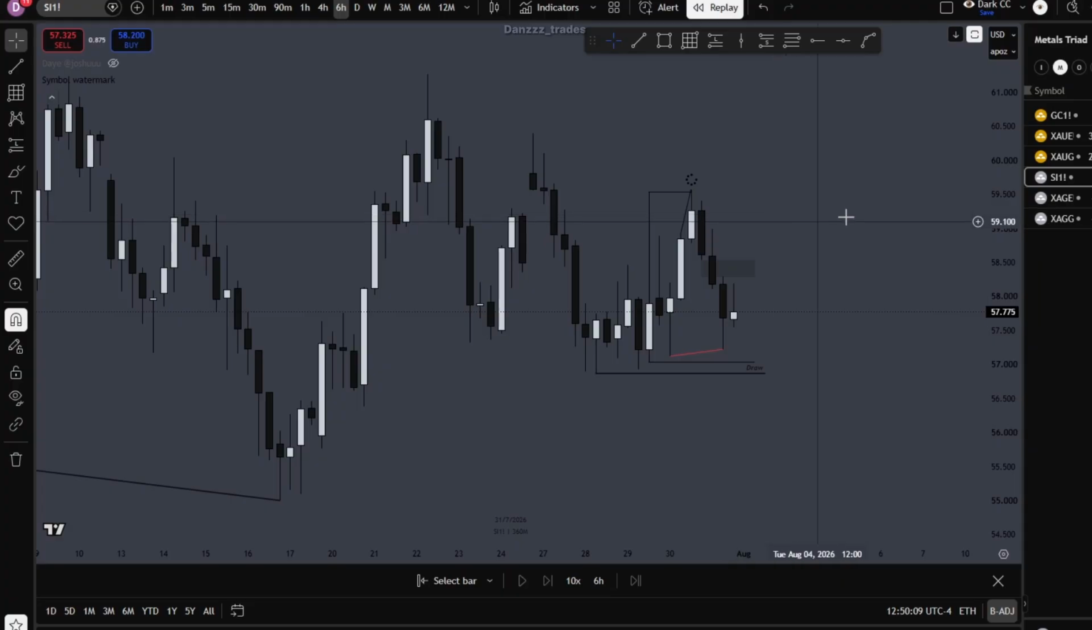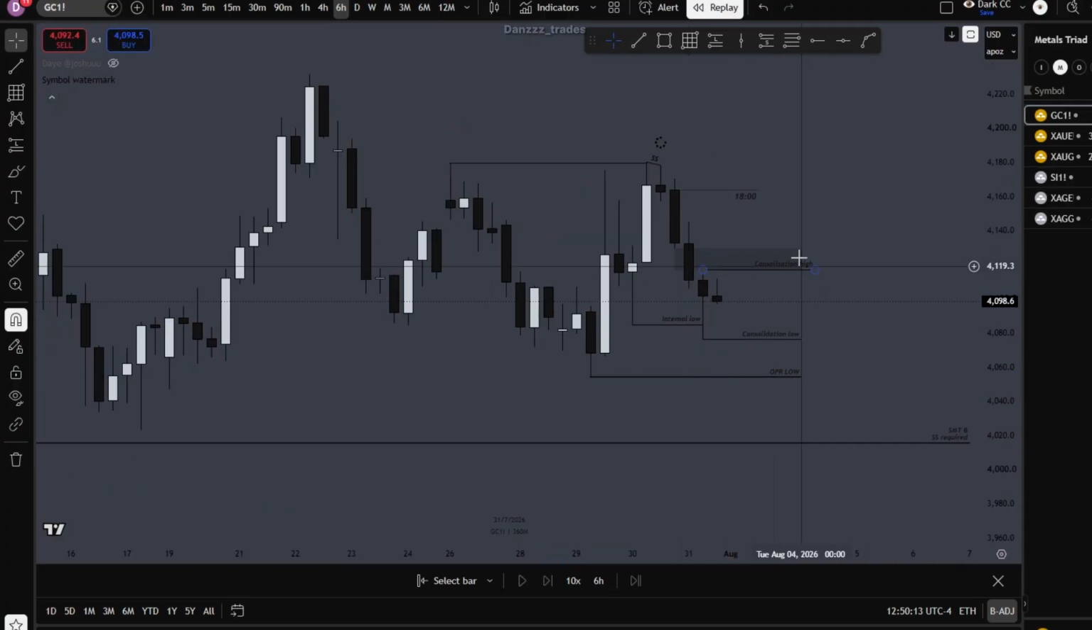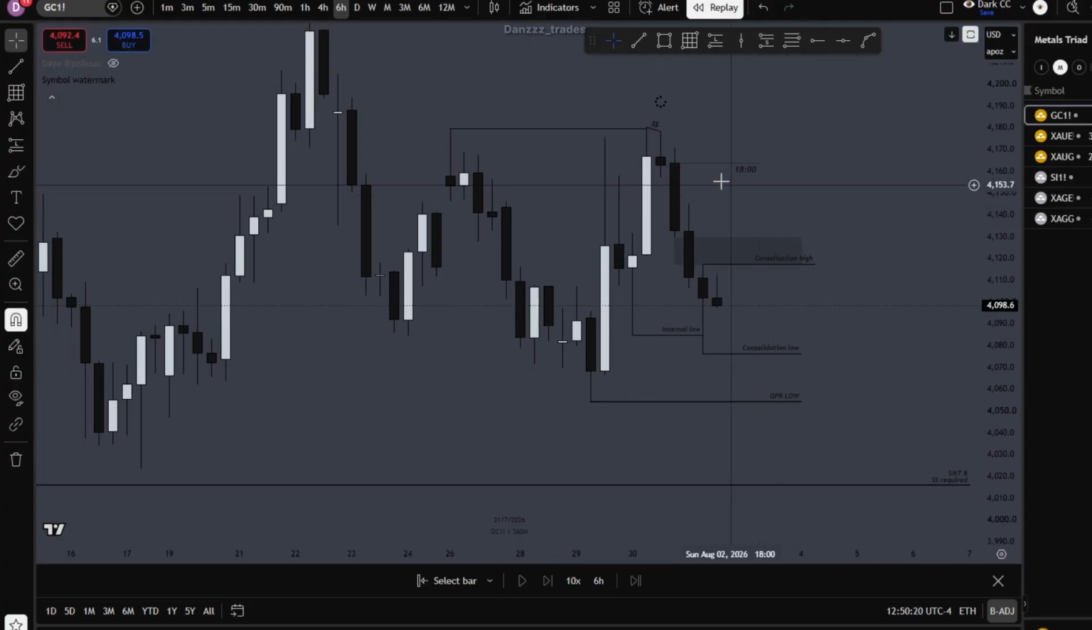That's my entire outlook for it. I hope we can get a trade off this. I might even stay up till Asia, which I do very rarely, but we'll see.